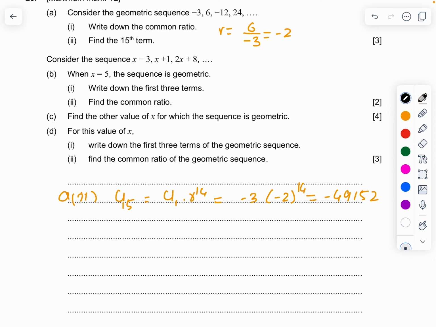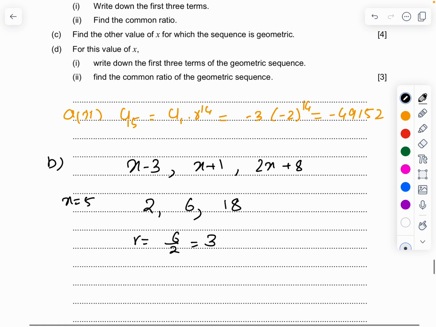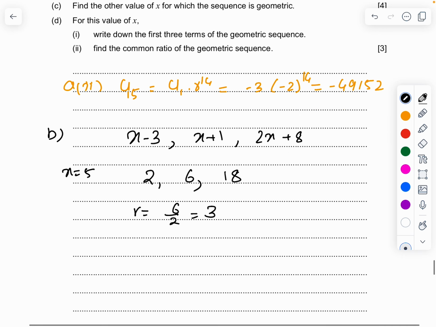Consider the sequence x minus 3, x plus 1, and 2x plus 8. When x equals 5, the sequence is geometric. So what does that become now? 2, 6, and 18. In that case, the common ratio is 6 upon 2, which is 3. Find the other value of x for which the sequence is geometric.